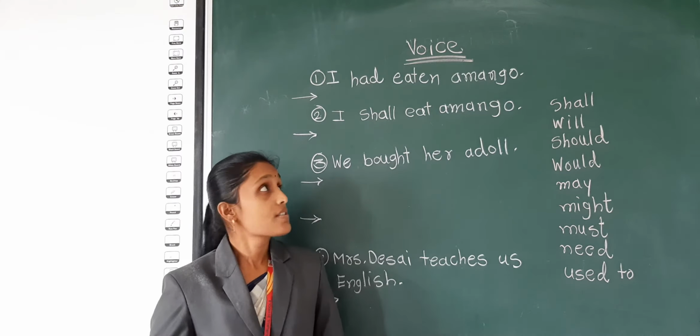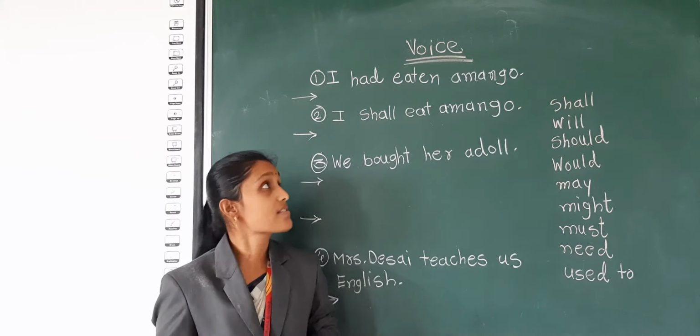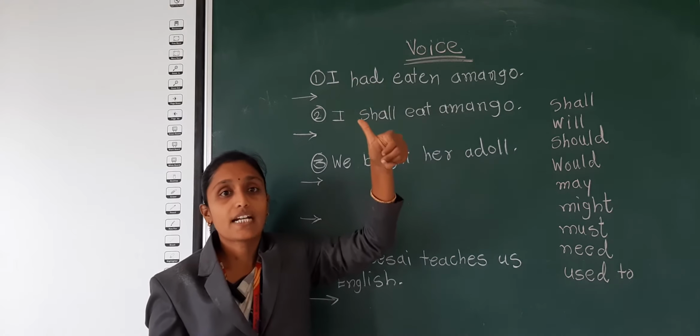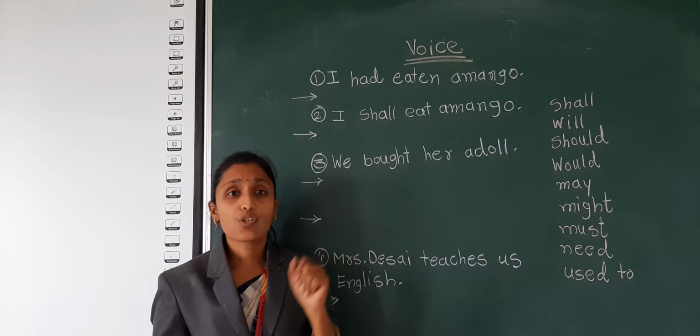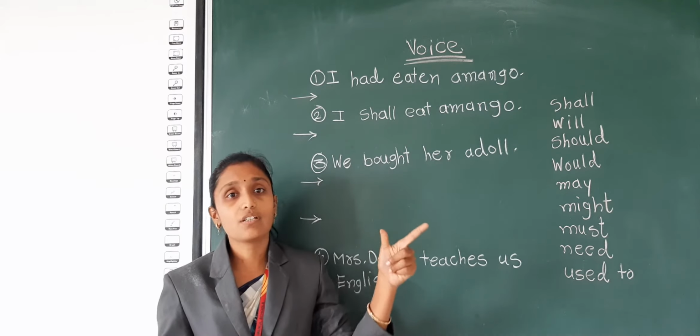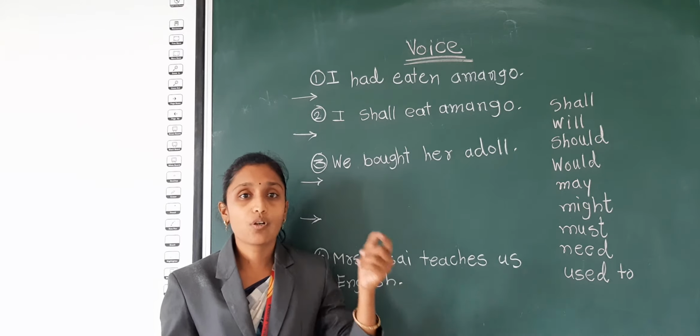Hi students. Yesterday, in the last lesson, we saw voice in two ways: first is active voice, second is passive voice. Then what is the structure of active voice? The pattern is S V O, which means subject, verb, and object.